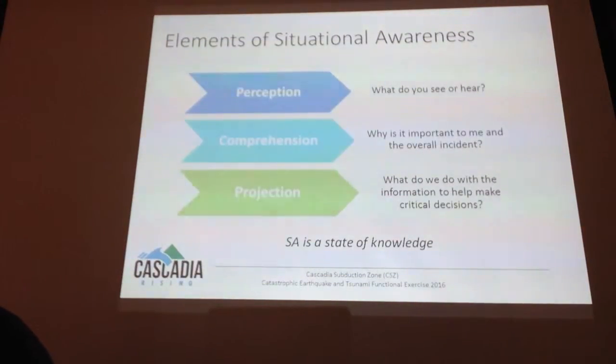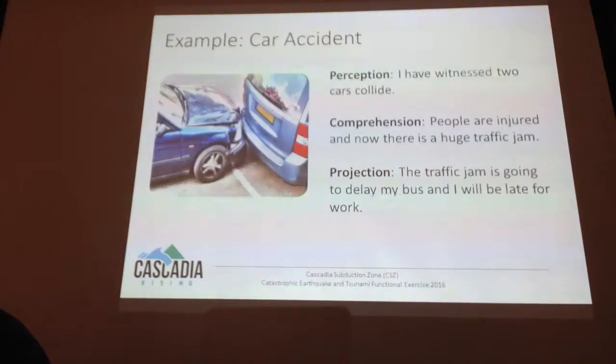So, elements of situational awareness. Perception: what did you see or hear? What did you see or hear about the windstorm? You heard that there are 71 mile per hour gusts. Comprehension: is it important to the overall incident? Yes, because the trees are going to be falling down, taking out power lines. What do we need to do with the information to help make critical decisions? We need to know where the power lines are out and such, and how that's affecting the population.